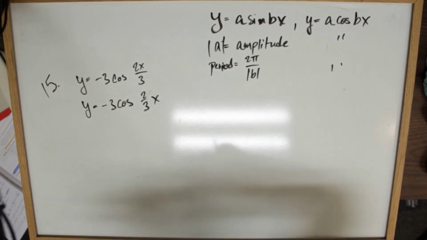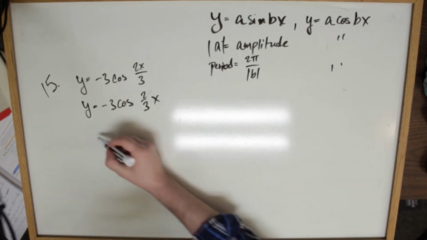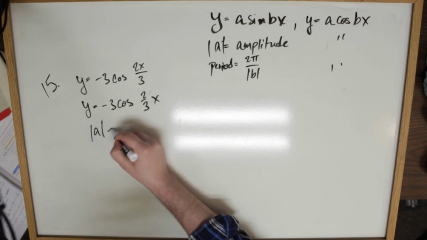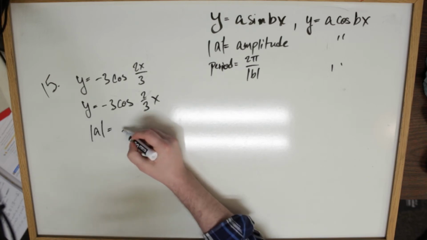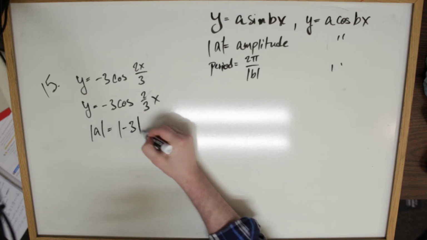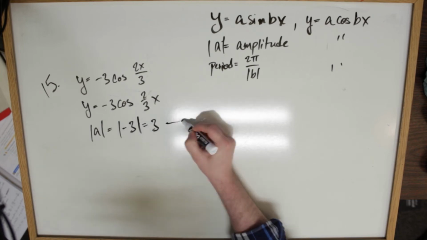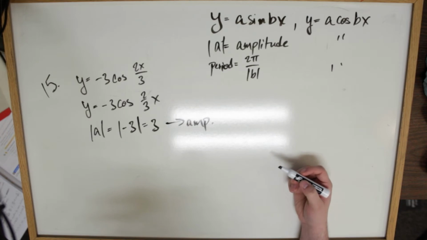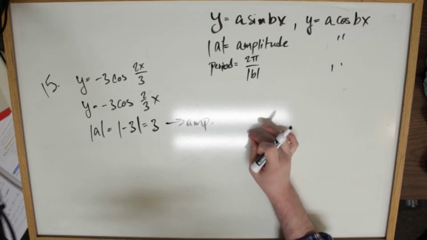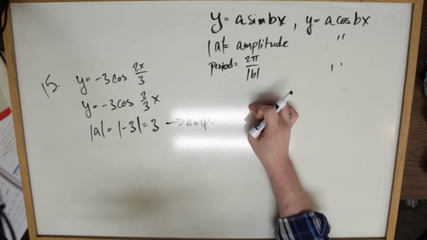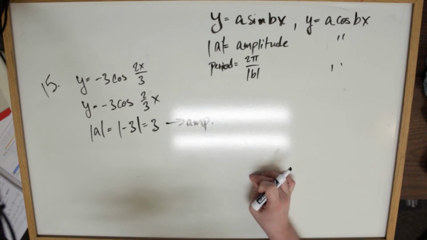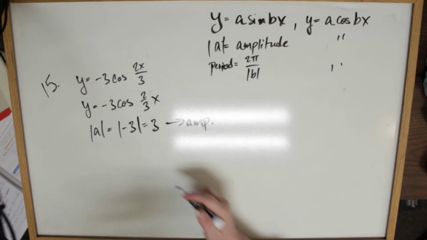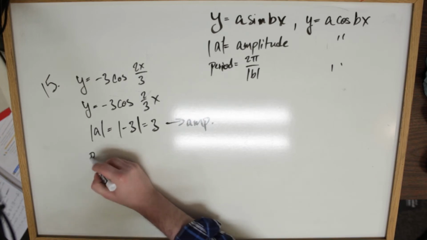So what we're going to do, again, remember my absolute A is equal to amplitude. So that's going to be absolute negative 3, which is equal to 3. So this is my amplitude. In other words, what that's saying is it's going to be positive 3 and negative 3 are the maximum values that it will attain. And then the period, again, we're going to use B to find it.